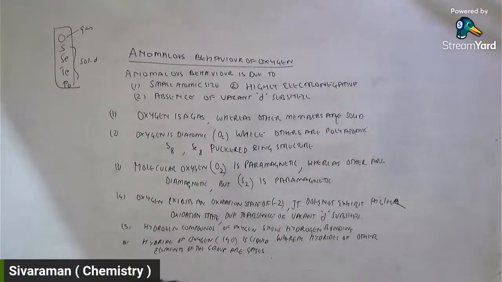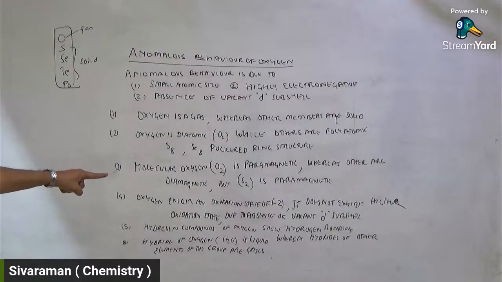So all the group 16 elements are diamagnetic except for oxygen and sulfur. Sulfur also S2, not S8. Be careful about what I'm saying. Yes, sir. You understand? S8 is diamagnetic, but there is sulfur diatomic also available, but that would be paramagnetic like O2. So I'm very clear about what I'm saying.